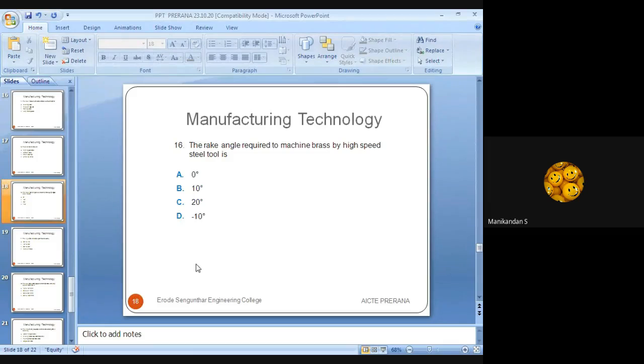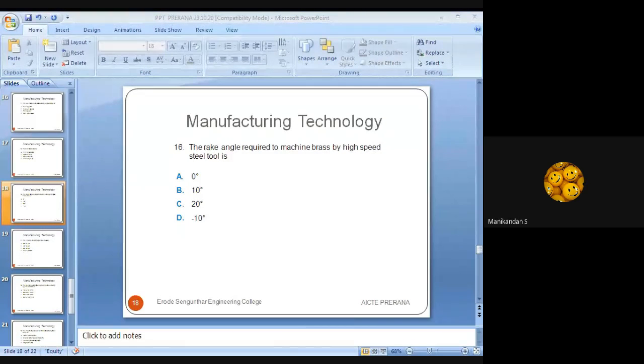The rake angle required to machine brass by a high speed steel tool is: 0 degree, 10 degree, 20 degree, or minus 10 degree?